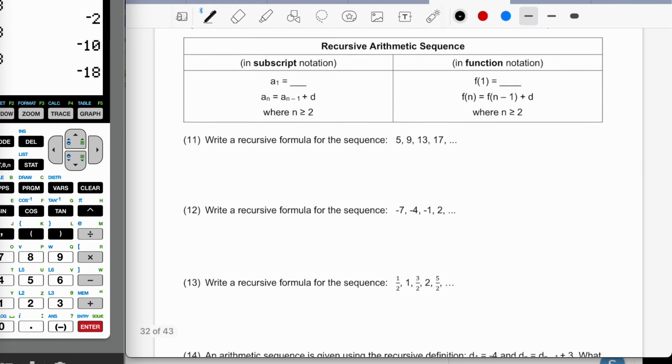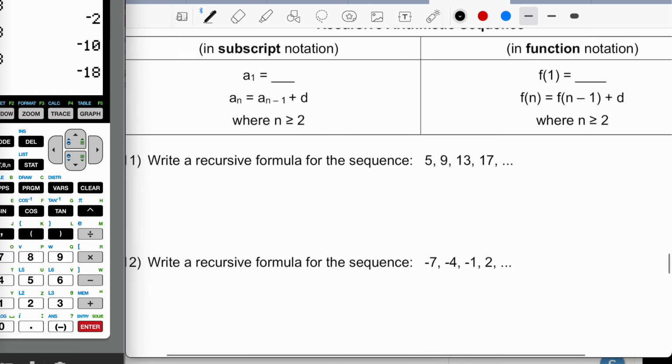Writing a recursive model from an array of data is actually even easier, because all you would need to do is identify the initial value and the common difference. All right. So the initial value is 5. The common difference is 4. So plus 4. So if I take the previous value and add to it 4, I'll get the next value in the sequence. But I also have to make a statement of the domain. So n greater than or equal to 2.